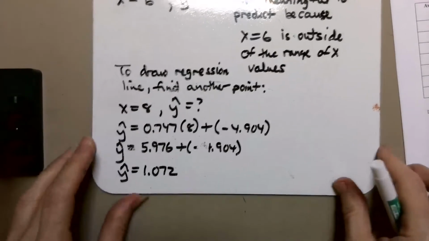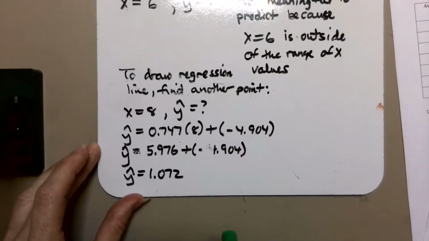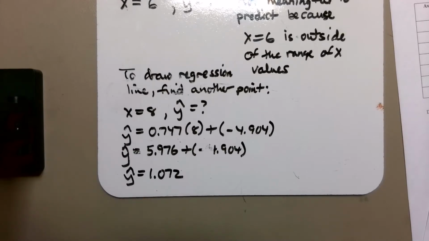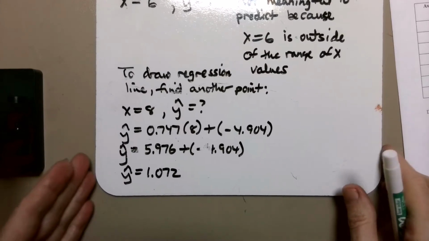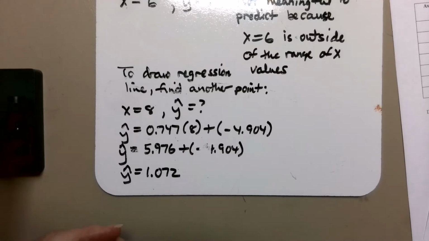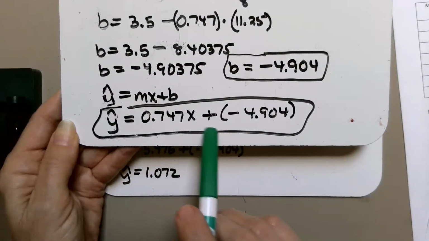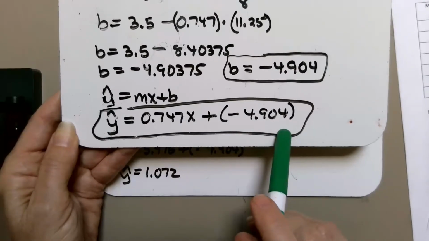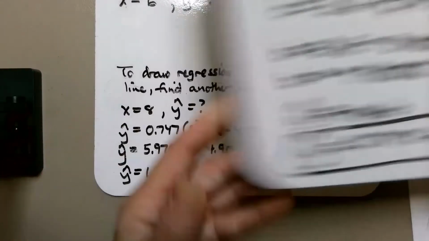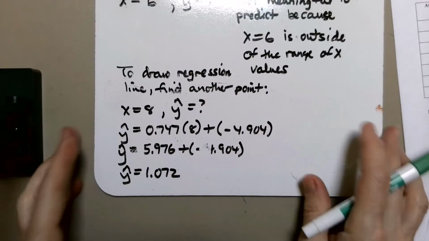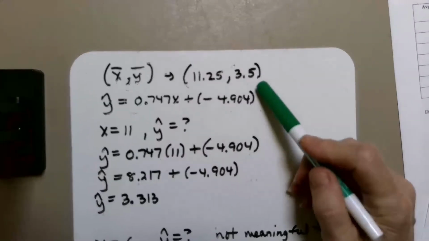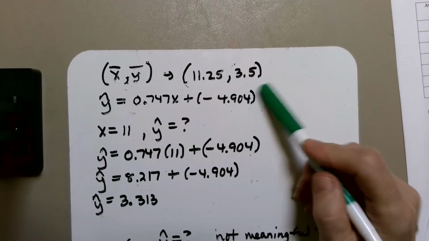We're going to use our regression equation here that we had, which remember, to draw our regression line, we have to go back to our equation for the regression line, which we found here. Y hat equals 0.747x plus negative 4.904. So basically you have to find 2 points to make a straight line. And we have our centroid point up here already, the mean of x and the mean of y. So I'm going to use that one.